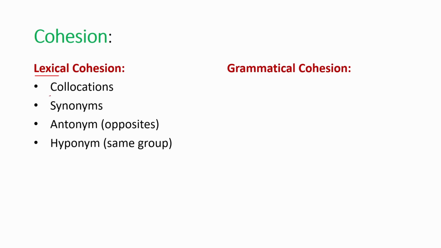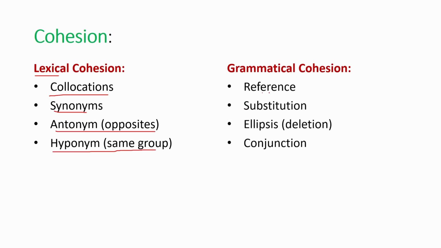Now, how to improve cohesion and what elements are there actually to improve it? Well, there are two main categories. The first one, lexical cohesion, which in simple language means vocabulary, and grammatical cohesion. So the first one, lexical cohesion or vocabulary, has four main parts: collocations, synonyms, antonyms or opposites, and hyponyms, words from one main group. I will explain that later. And on the grammatical side, we have reference, substitution, ellipsis or deletion, and conjunction. Don't worry, I will explain them all using examples from the text.